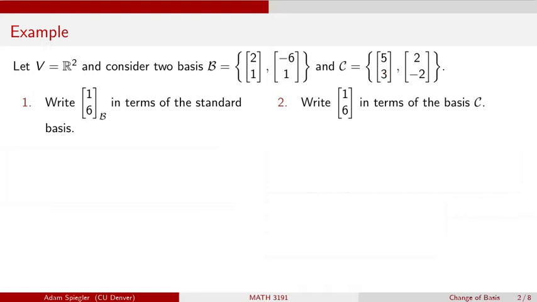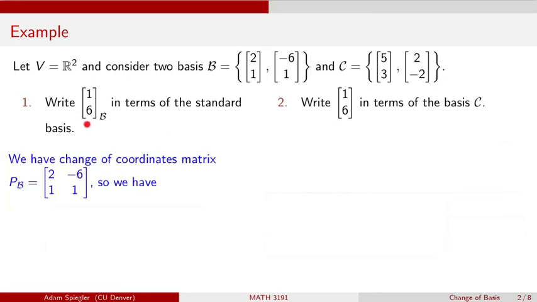So question 1 is saying, let's take this vector, which is written in B coordinates, and let's write this in terms of the standard basis. So just recall what this means. This vector (1, 6) relative to the basis B means the vector which is going to be 1 times the first column vector plus 6 times the second column vector in our basis. And we can calculate that by multiplying this vector (1, 6) by the matrix whose first column is (2, 1) and whose second column is (-6, 1).